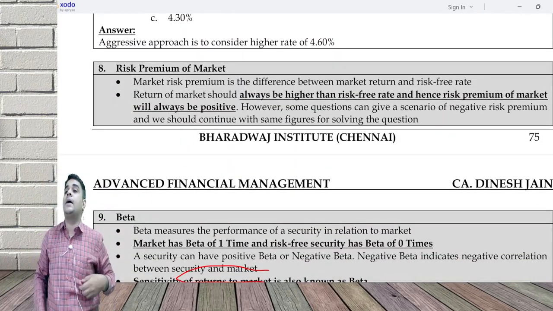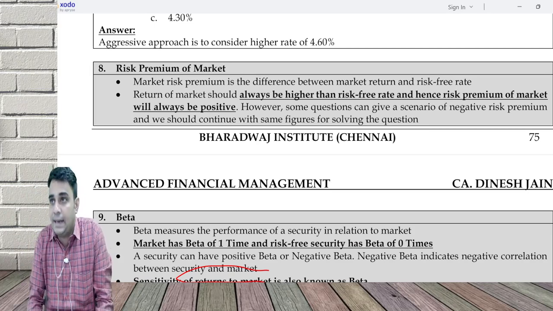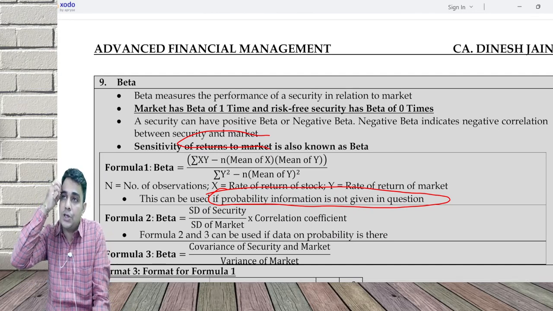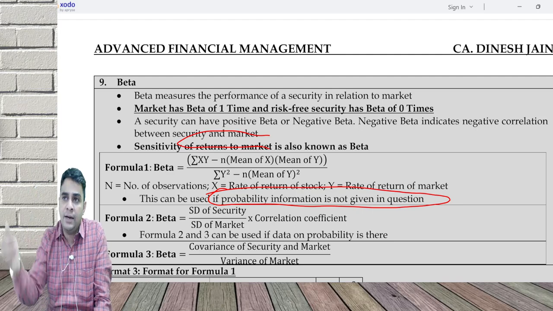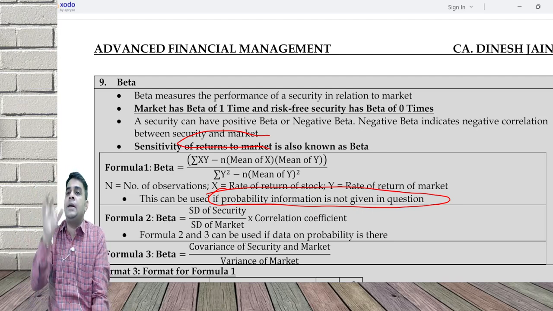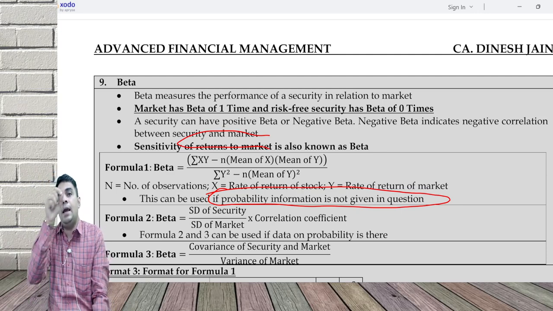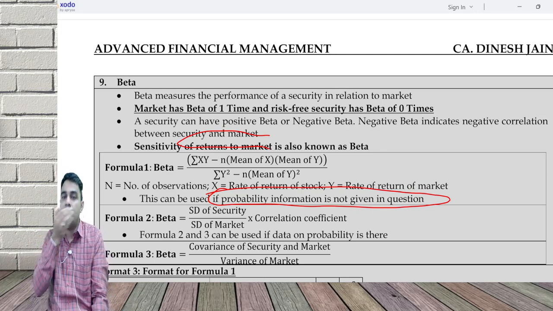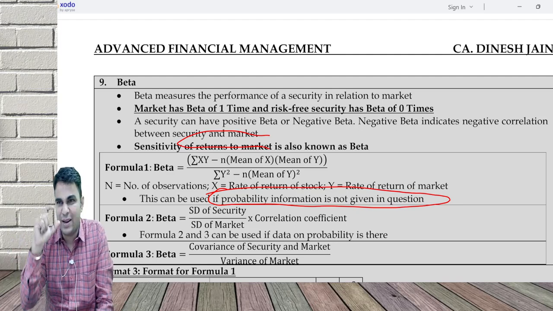Risk premium of market is the difference between RM and RF, where in a few scenarios risk premium can be negative. Beta measures the performance of a security in relation to the market. It can be called volatility of returns in relation to market, or sensitivity of returns in relation to market. To calculate beta, we have two situations: with probability, without probability. Without probability, X, Y, XY, Y square, format 3. The formula is sigma xy minus n x bar y bar, over sigma yy minus n y bar y bar. That is called the regression equation.